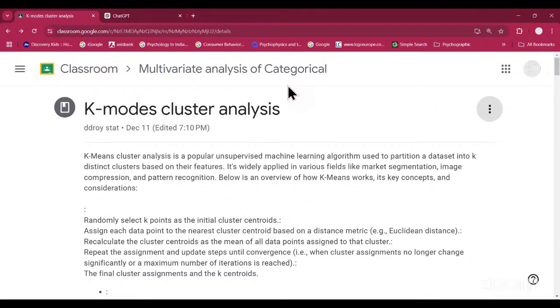Okay, that means the clustering or the grouping, specifically in psychological research, depends upon the cognitive structure of the individual.